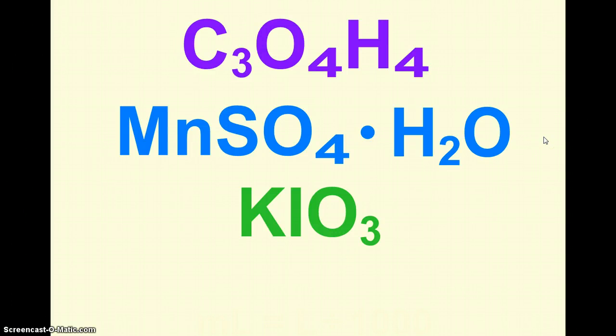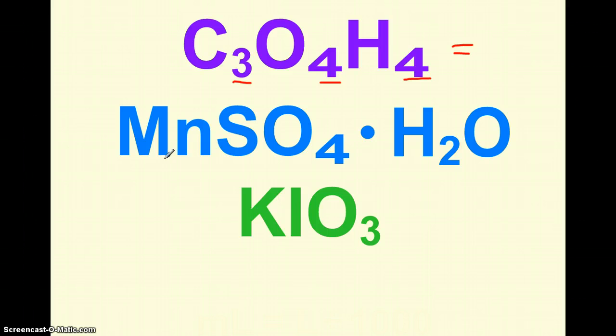So for all of these, you're going to want to get the molar masses. So for malonic acid, you need 3 carbons, they're 12 each, 4 oxygen, they're 16 each, and 4 hydrogen, they're 1 each, and you'll add those up.